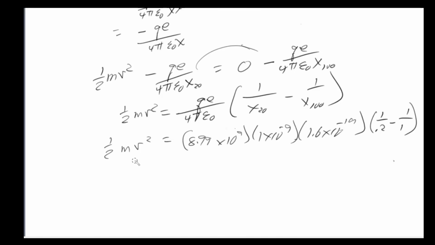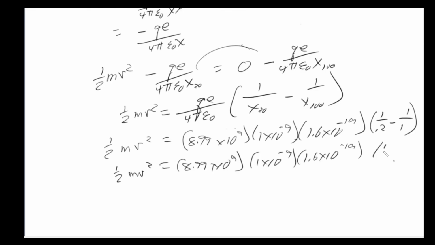So this becomes 1/2 mv squared is equal to 8.99 times 10 to the 9th times 1 times 10 to the minus 9th times 1.6 times 10 to the minus 19th times 4, or 1/2 mv squared is equal to 57.5 times 10 to the minus 19th.